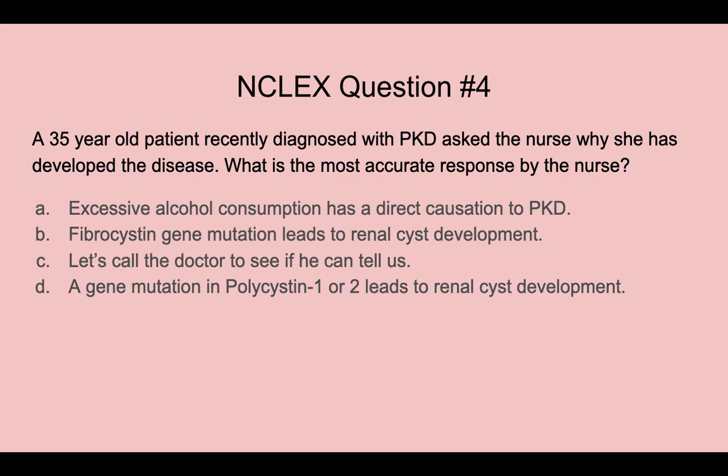A 35-year-old patient recently diagnosed with PKD asks the nurse why she has developed the disease. What is the most accurate response by the nurse? A, excessive alcohol consumption has a direct causation to PKD. B, the fibrocystin gene mutation leads to renal cyst development. C, let's call the doctor to see if he can tell us. And D, a gene mutation in polycystin 1 or 2 leads to renal cyst development. So for this patient, since they're newly diagnosed between the age of 30 and 40, they're going to have autosomal dominant, and this is caused by a mutation in polycystin 1 or 2, and you're not just going to call the doctor and ignore the patient's question. So you want to be educated and professional with the patient as always.